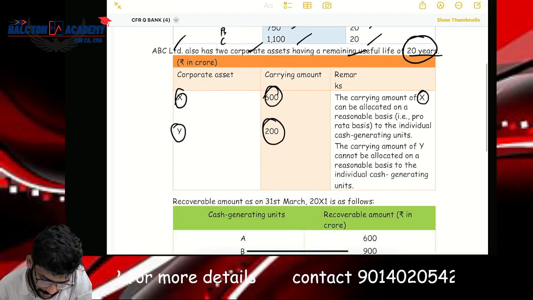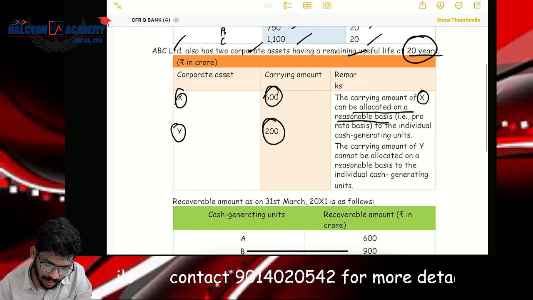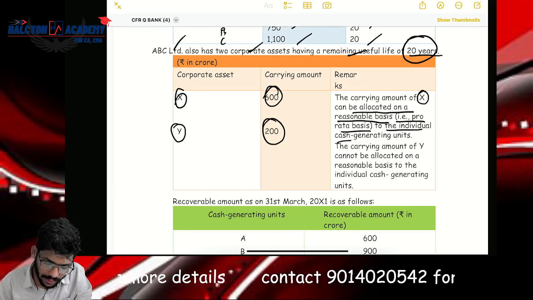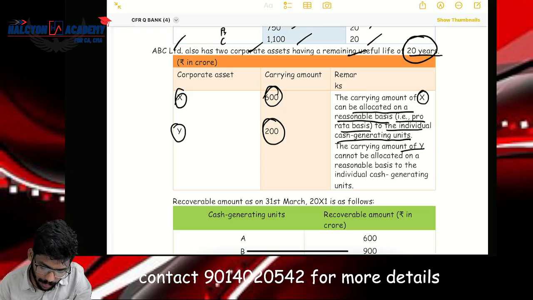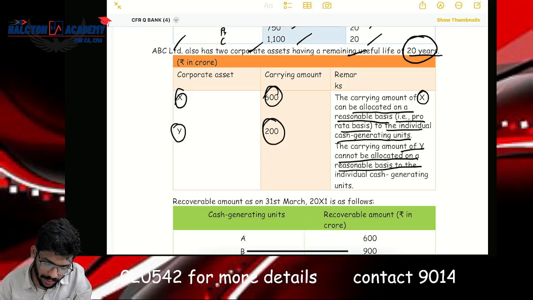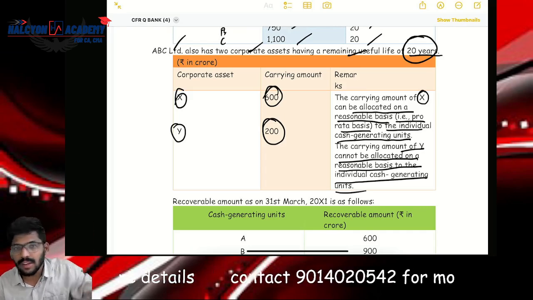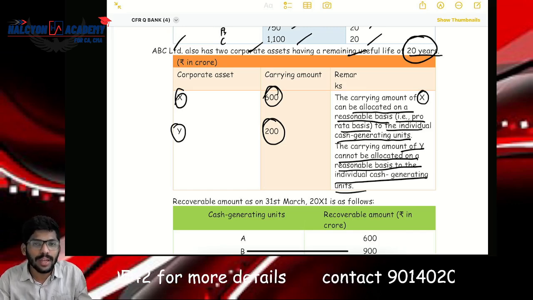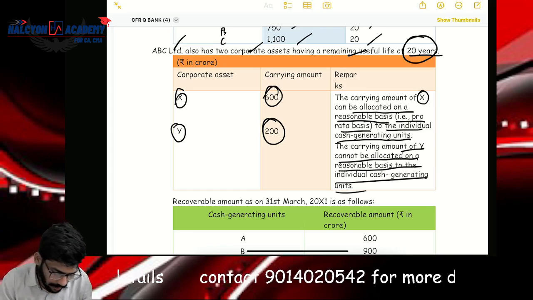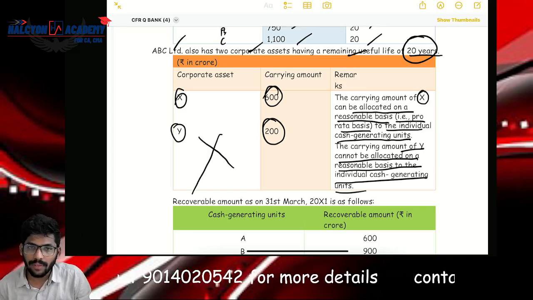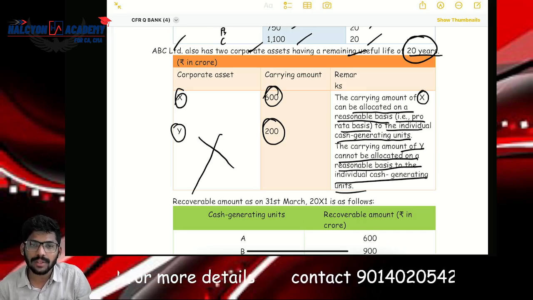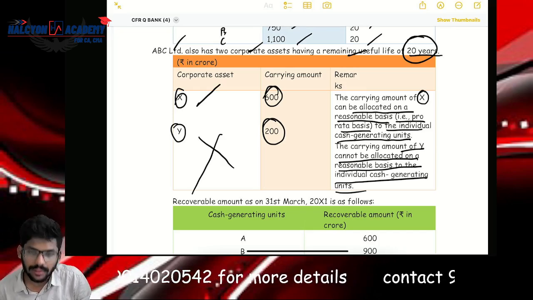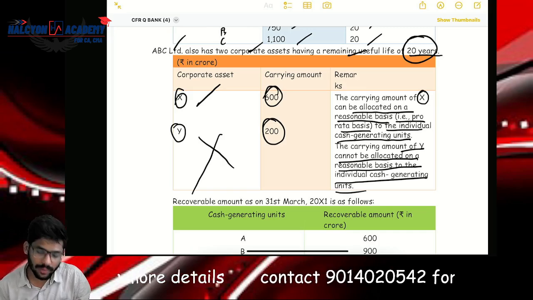Remarks: The carrying amount of X can be allocated on a reasonable basis, that is, on a pro rata basis. We already know how to allocate to the individual cash generating units. The carrying amount of Y cannot be allocated on a reasonable basis to the individual cash generating units. The question itself says that this corporate asset does not generate any cash flows and does not contribute to any CGU. So please don't allocate the carrying amount of Y, which is a corporate asset. You have to allocate only the carrying amount of X, that is 600 only. The question itself already said that point.